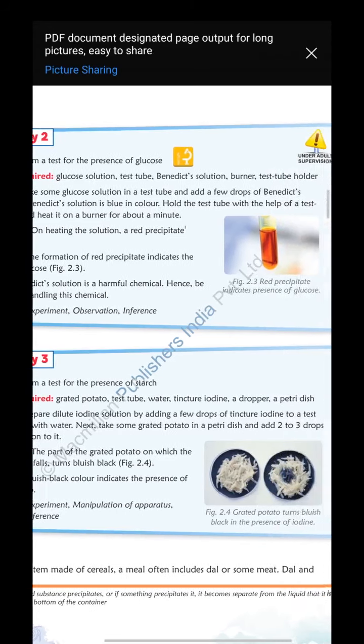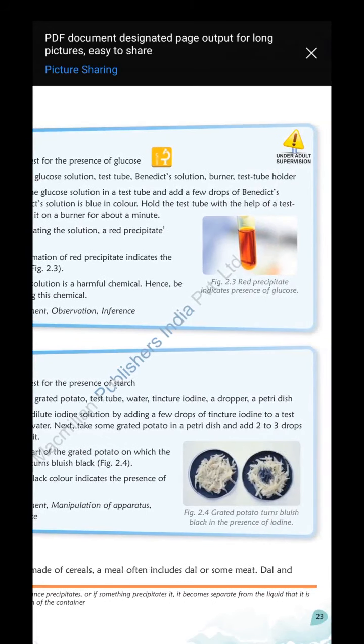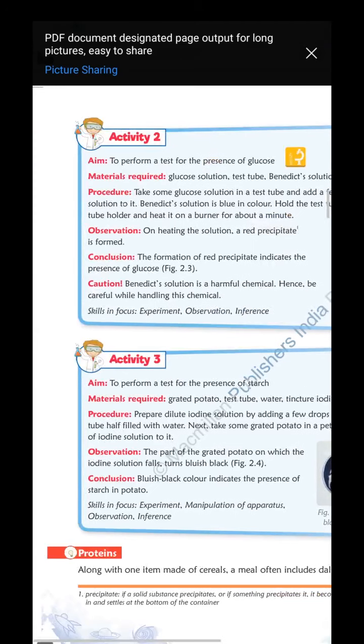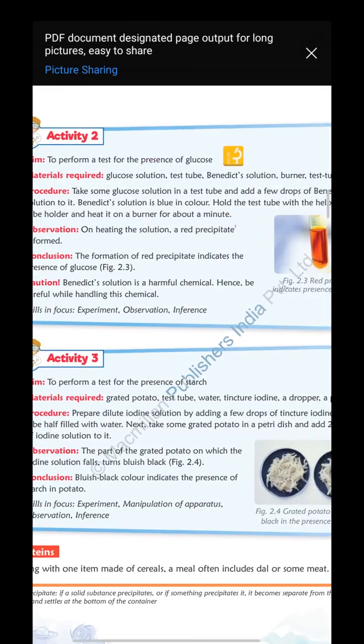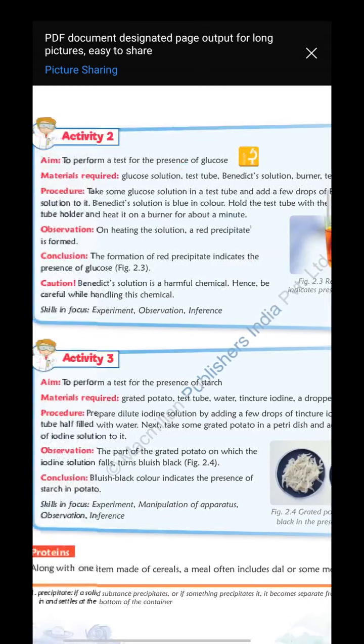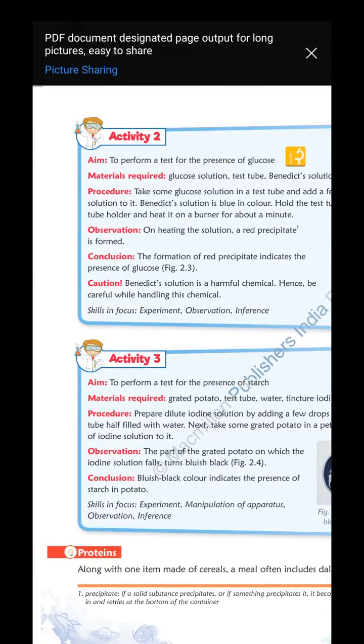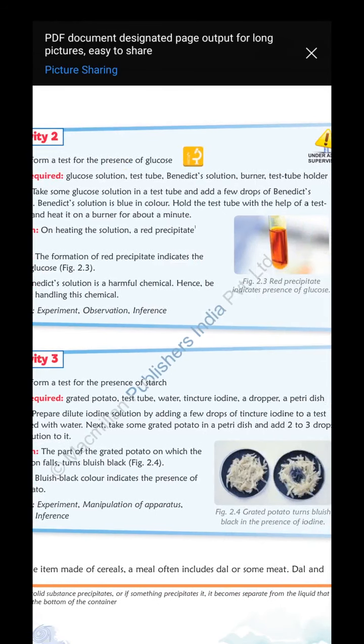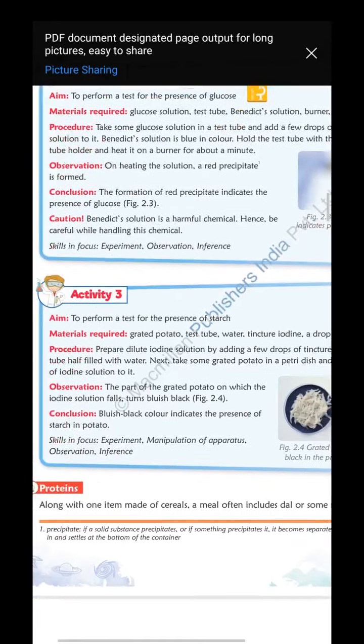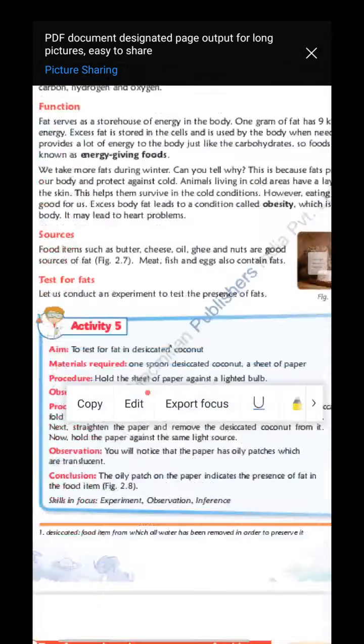Add a few drops of Benedict's solution, which is also another useful material to test for carbohydrates. This solution is blue in color. With the help of this test, we can conclude that on heating, a red precipitate forms. Here Benedict's is one, and iodine solution is another one. These two examples you have to remember.